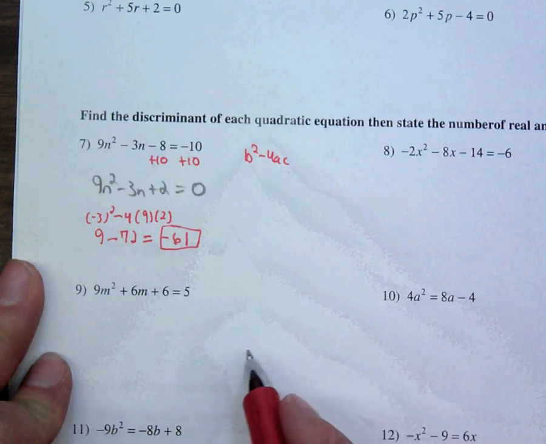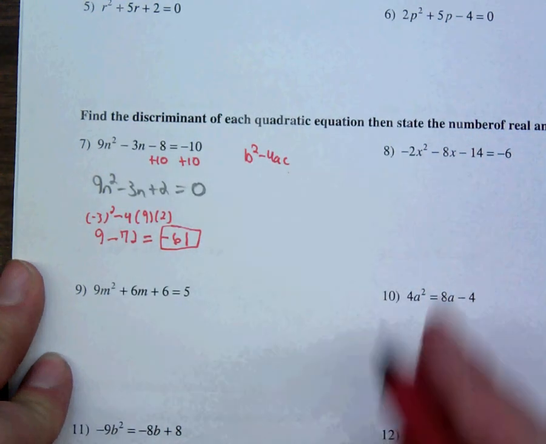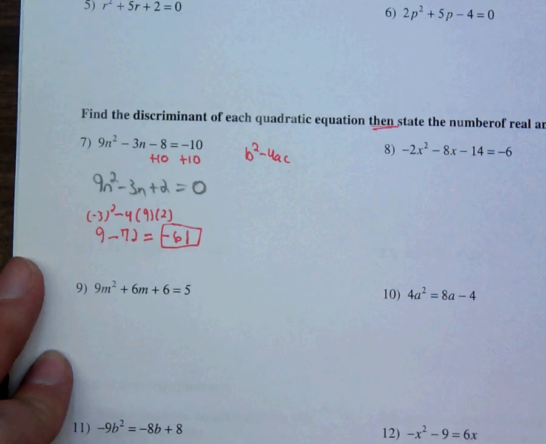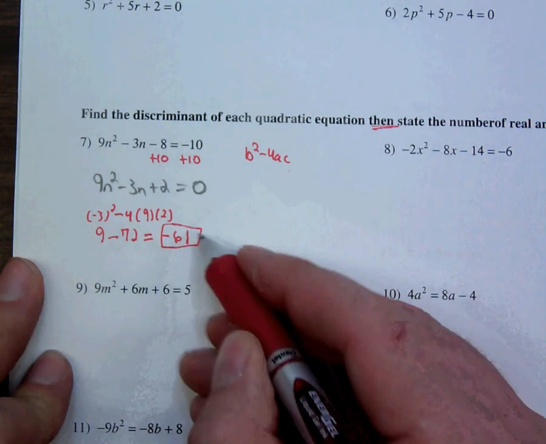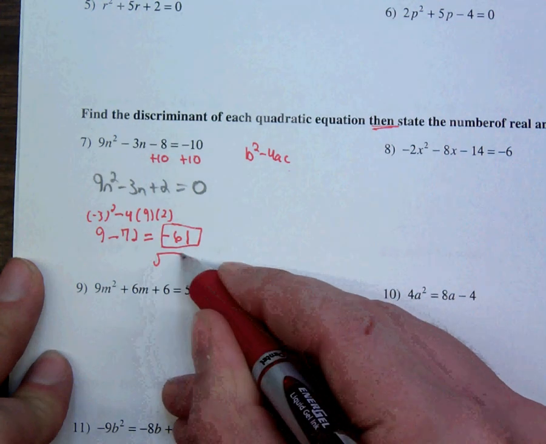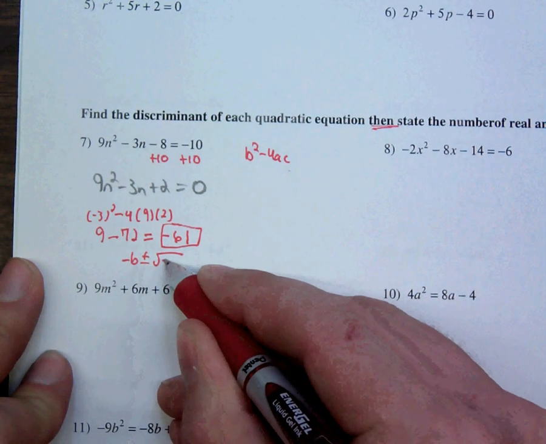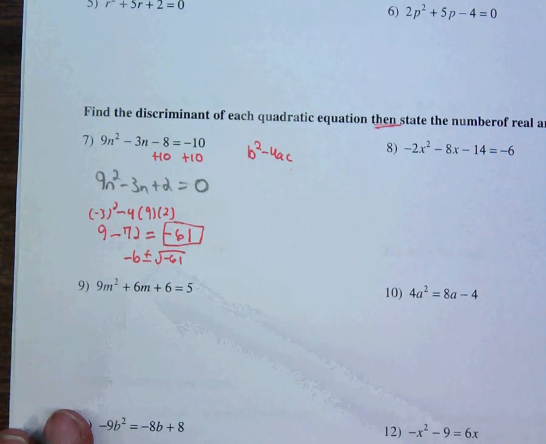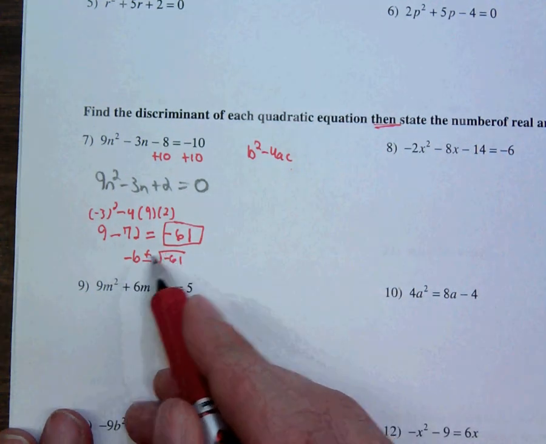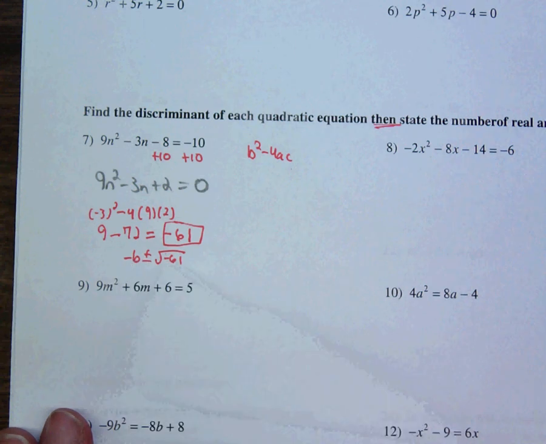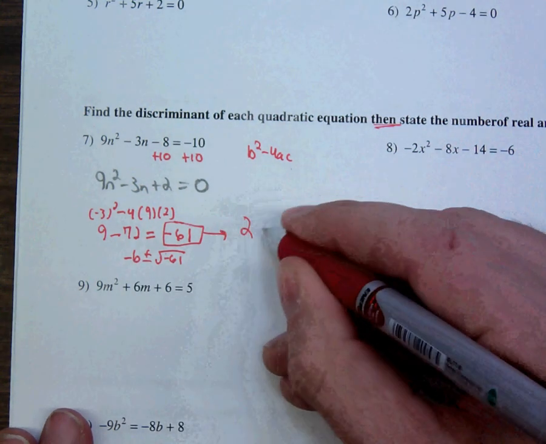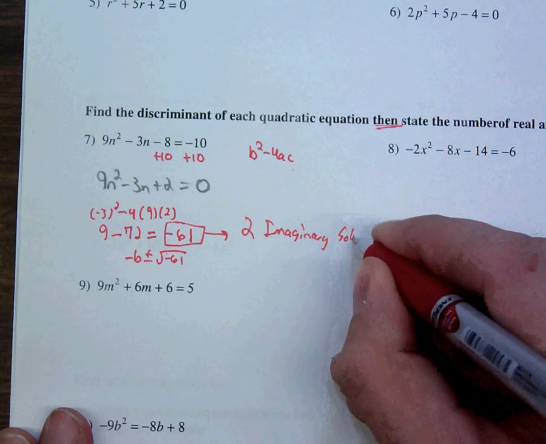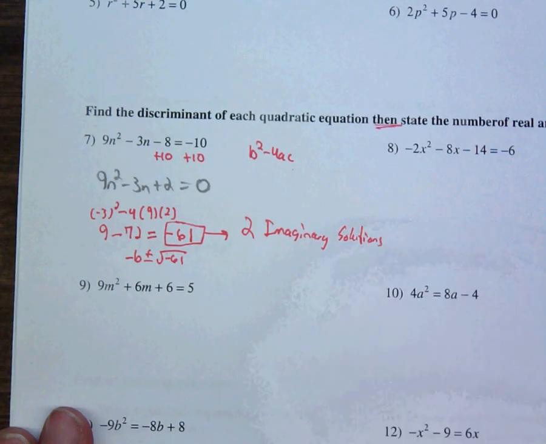Find the discriminant of each equation. Great, negative 61. Then, state the number of real and imaginary zeros. Well, since this is the part inside of the square root, we'll be doing negative b plus or minus the square root of negative 61. When you do the square root of a negative, you'll end up getting an imaginary solution. It'll be both plus this imaginary number and minus this imaginary number, and so we end up with 2 imaginary solutions.